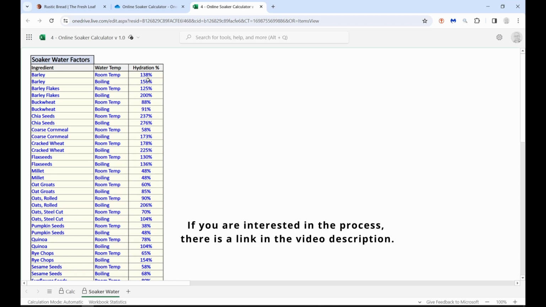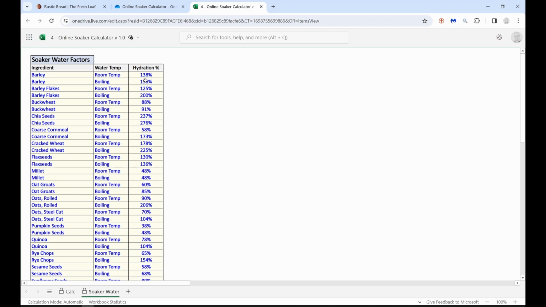I won't go through the process on how I got these numbers, but in my use, they seem to be pretty close. They've worked out for me. So anyway, these are some ingredients that people quite often use in Soakers.